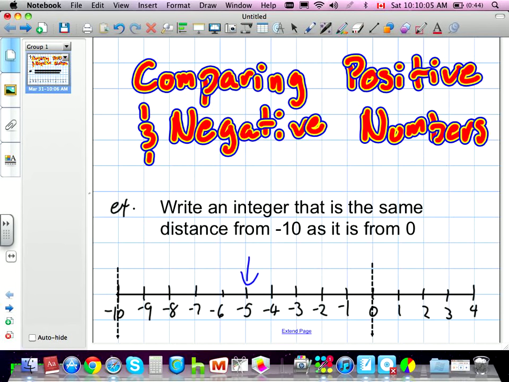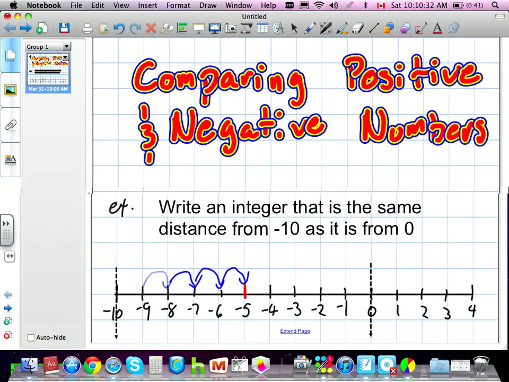Okay, so let's take a look with our negative 5. We'll put a little highlight here. We'll put it in red and we'll count. So we go 1, 2, 3, 4, 5. So we know it's 5 away from 0, and let's count from negative 10. 1, 2, 3, 4, 5. So was it the same distance away? Yes, it was definitely the same distance away.